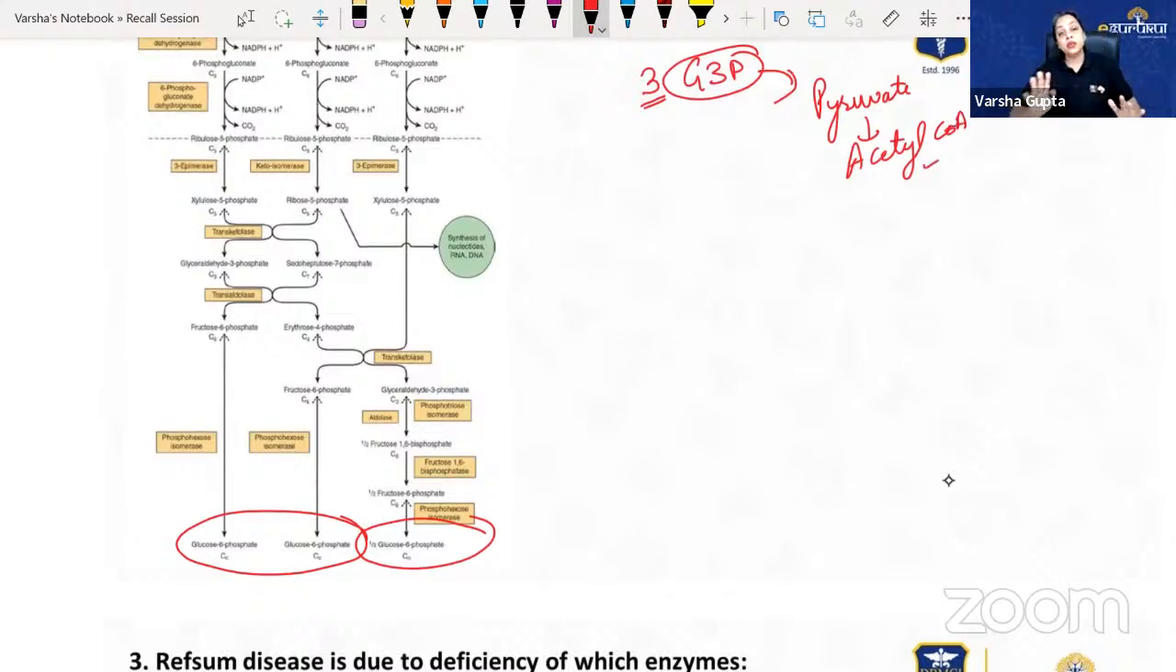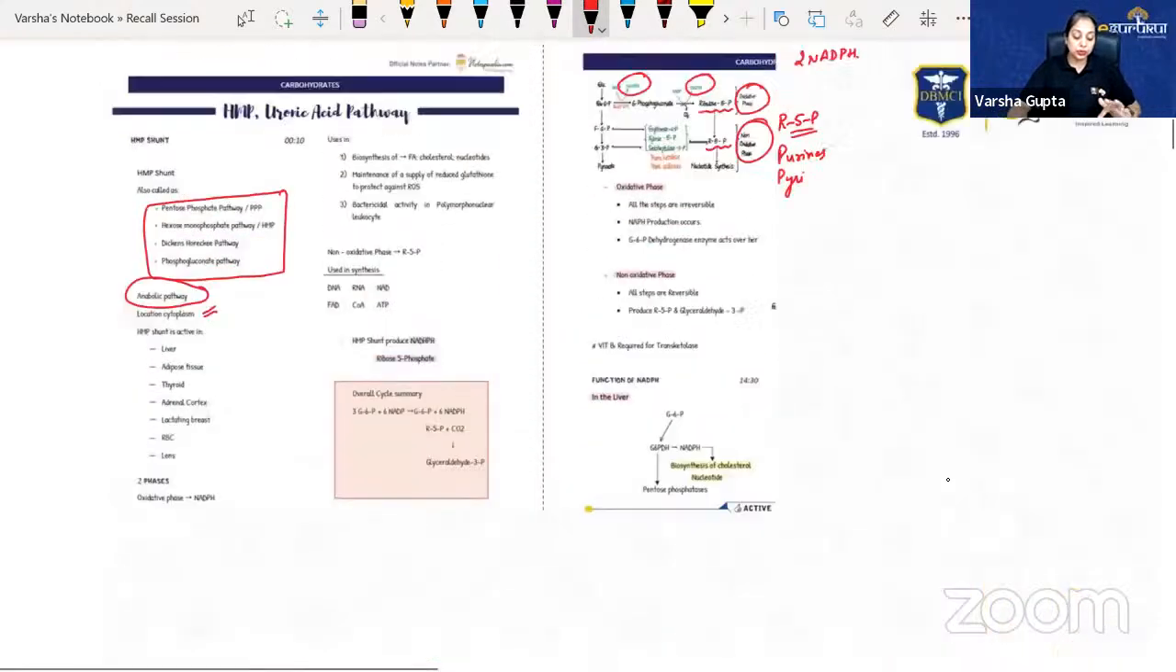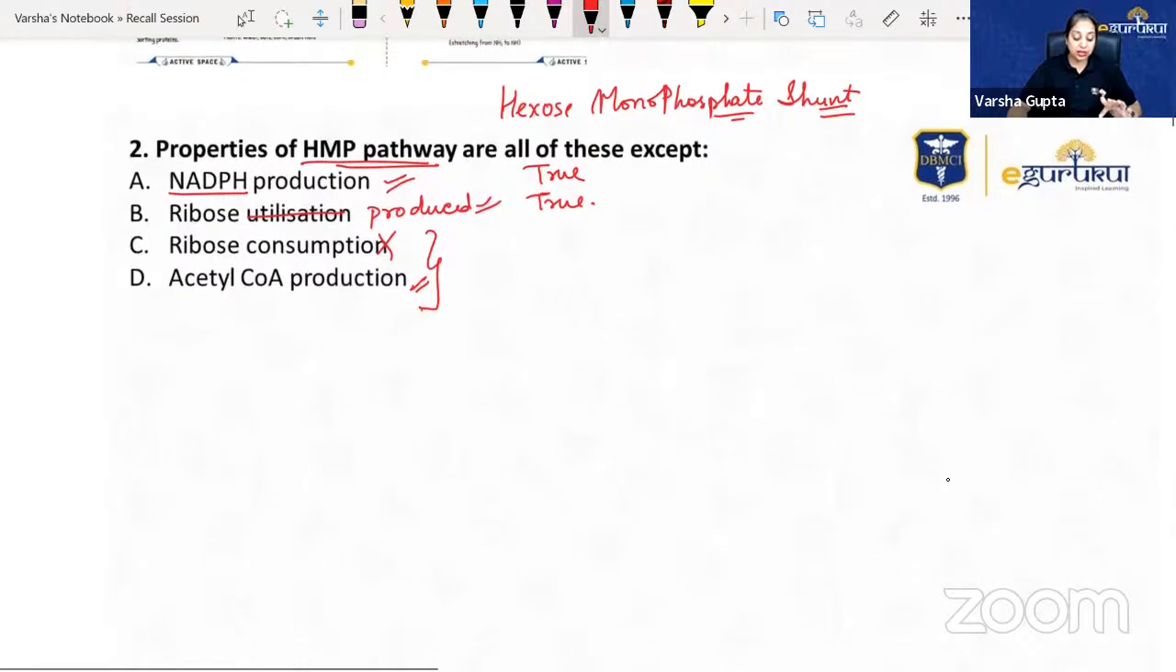So in a way, we can guess it, maybe a few of you have guessed it right, but we could easily make out that acetyl-CoA can be produced. NADPH and ribose can be produced only. The false statement is ribose consumption. It does not consume the ribose.